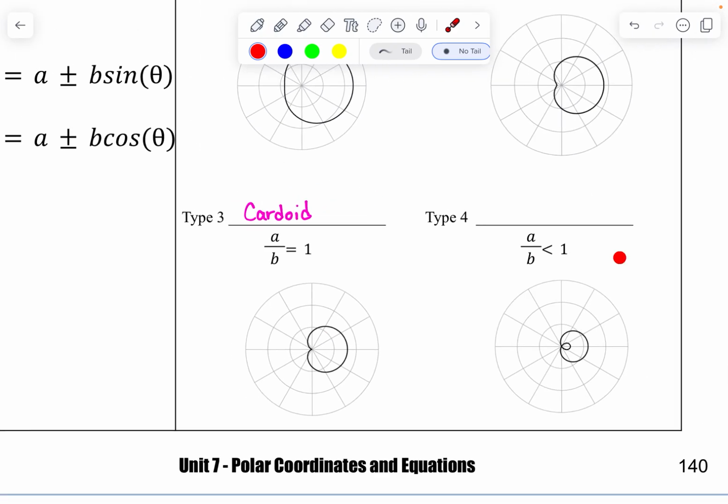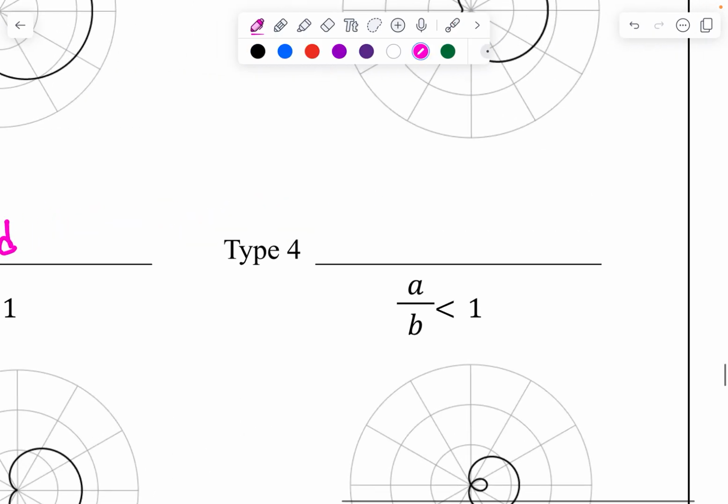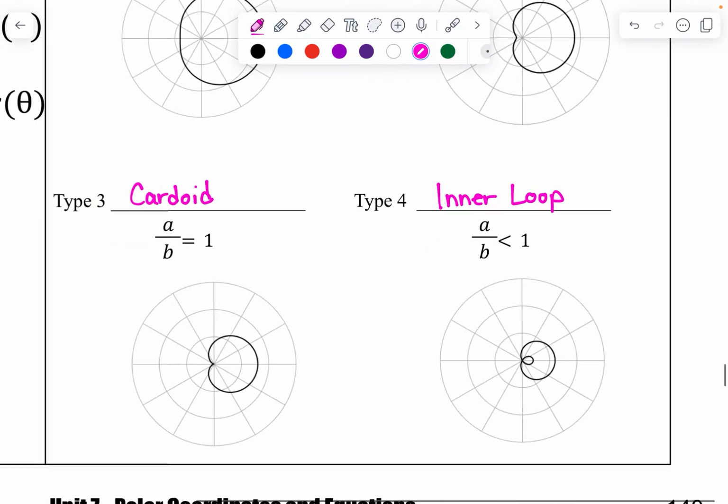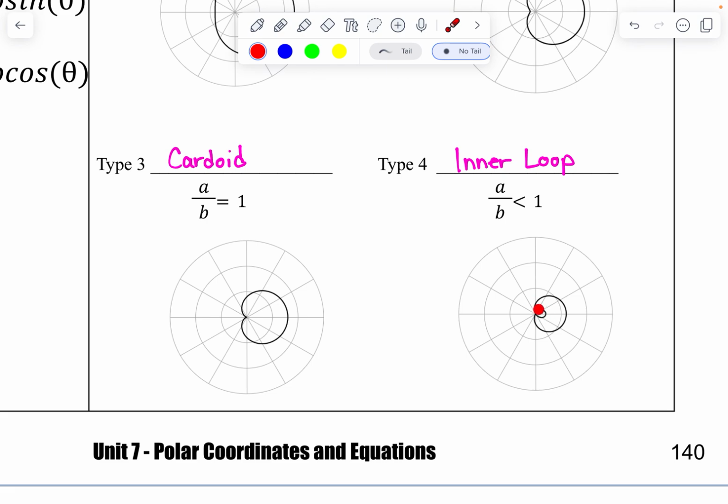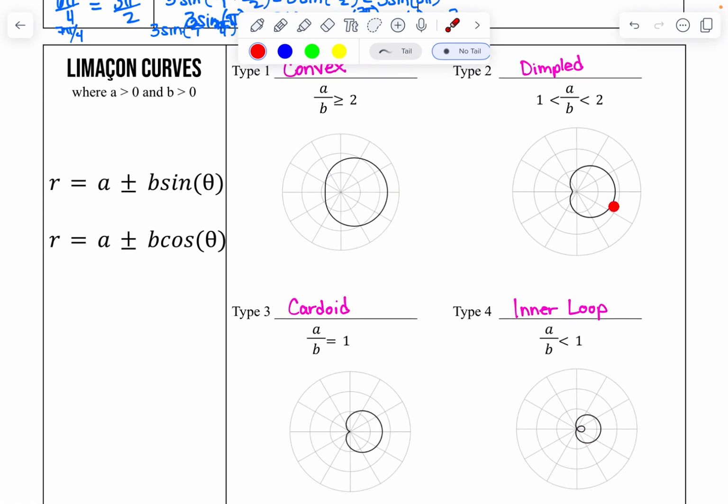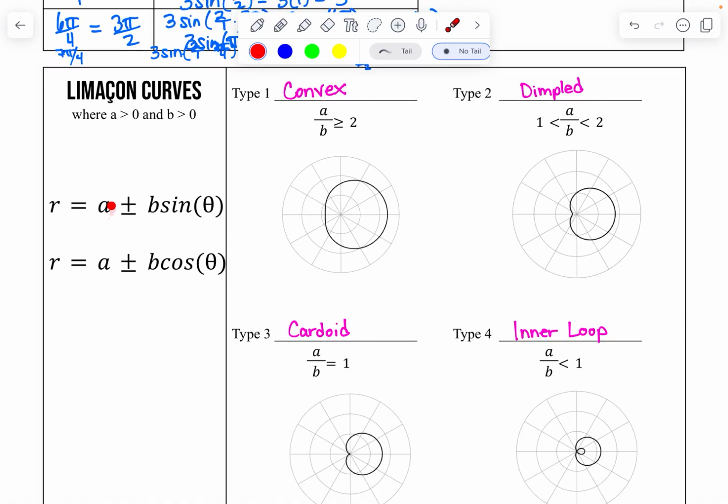All right, if a divided by b is less than 1, we get our final type, which is called inner loop. And on an inner loop graph, you see it curves in on itself, and we have this little loop on the inside. So those are the 4 types, and again, to determine which type you're going to get, you take the a divided by the b. Bigger than or equal to 2, it's convex, it's almost flat on the side. Between 1 and 2, it's dimpled, so a little dip in. If it exactly equals 1, it's a cardioid, so it looks like a heart. And if it's less than 1, it's going to go in and loop inside of itself.